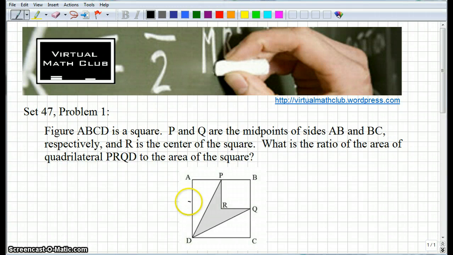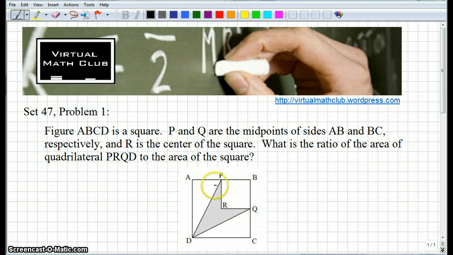Problem number 1. Figure ABCD is a square. P and Q are the midpoints of sides AB and BC respectively, and R is the center of the square. What is the ratio of the area of quadrilateral PRQD, that's this shaded thing here, to the area of the square?